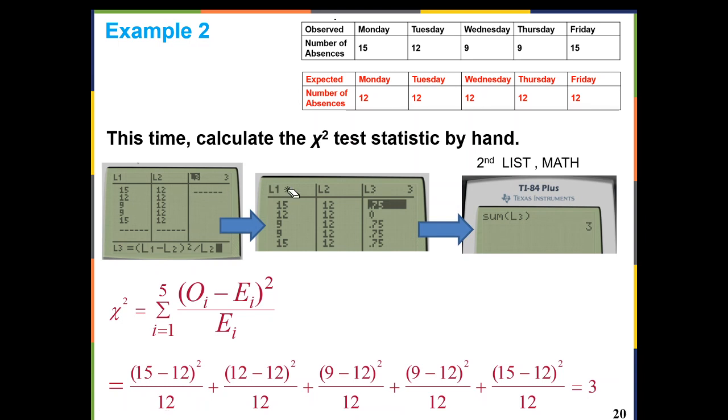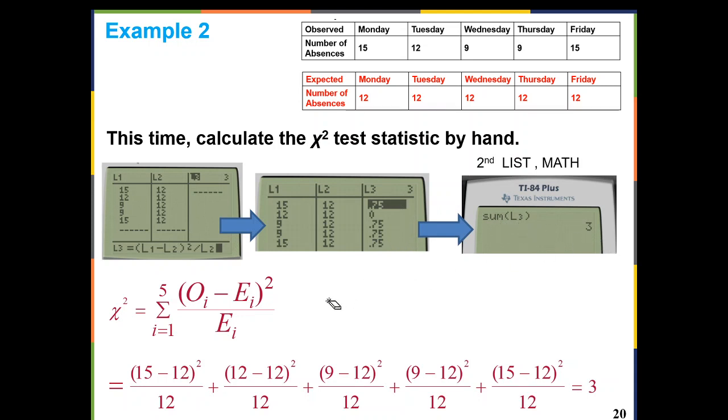And then in L3, we're going to go to the L3 title and put a formula in there. The formula should be L1 minus L2, observed minus expected, squared, divided by expected. And then press enter, you get these numbers. Then you go to the home screen and add them. Sum of L3, you get 3.